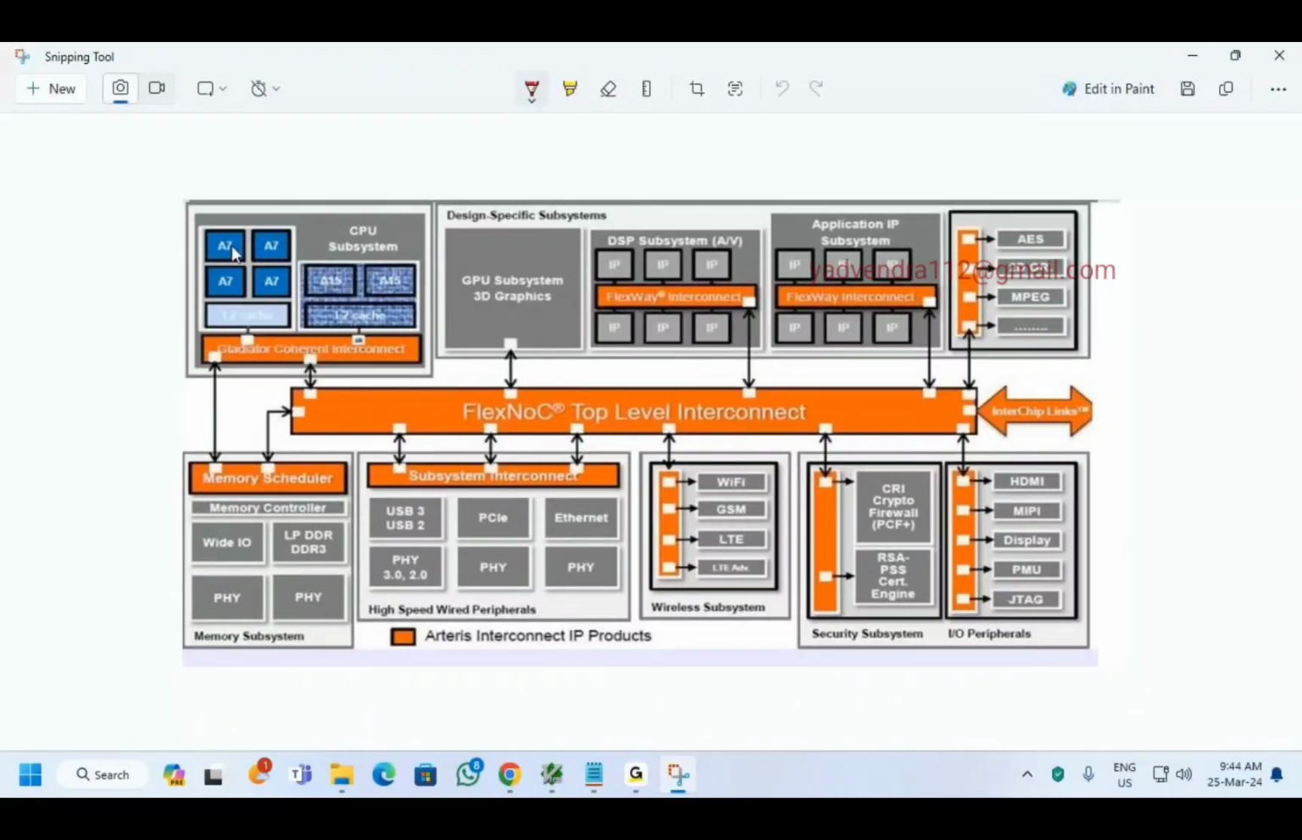These are logical cores, which means each core is like a processor. This is an A7 core. A7 and A15, all of these are application-specific. So here we have 4 A7 processors and 2 A15 processors.